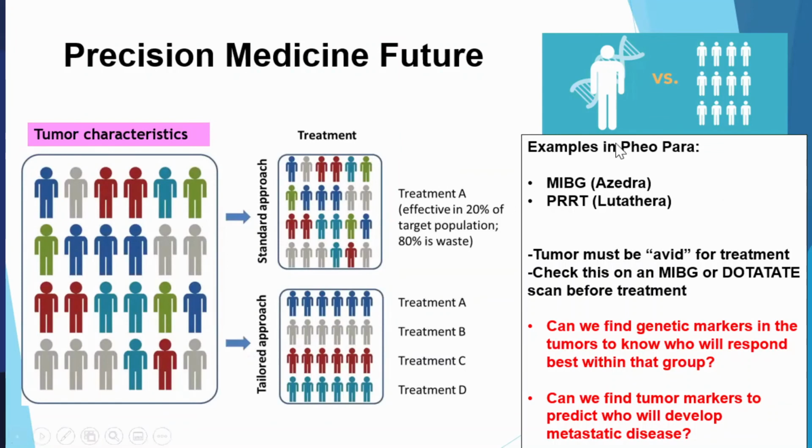There are other examples in Pheo Para of how we do precision medicine. One of those is radionuclide therapy, which you heard about earlier in this conference. The tumors themselves must be avid for treatment. So if the tumor picks up MIBG or picks up dotatate, then we can offer them MIBG therapy with Azedra, or dotatate therapy, which is Lutathera or PRRT. We're doing research now to understand genetic markers of who might best respond within those groups in particular. And can we find tumor markers that will predict who will develop metastatic disease?